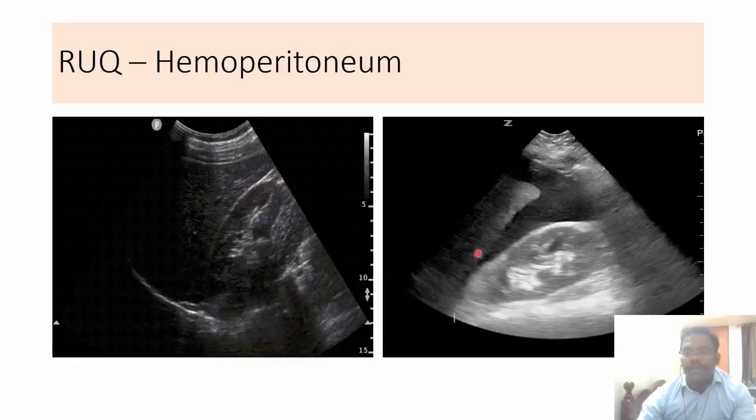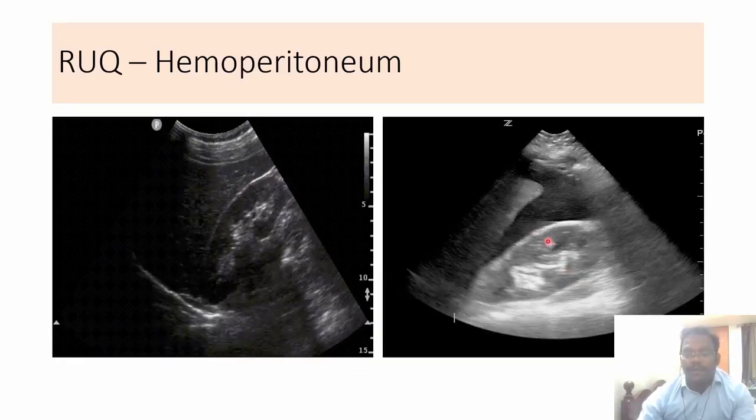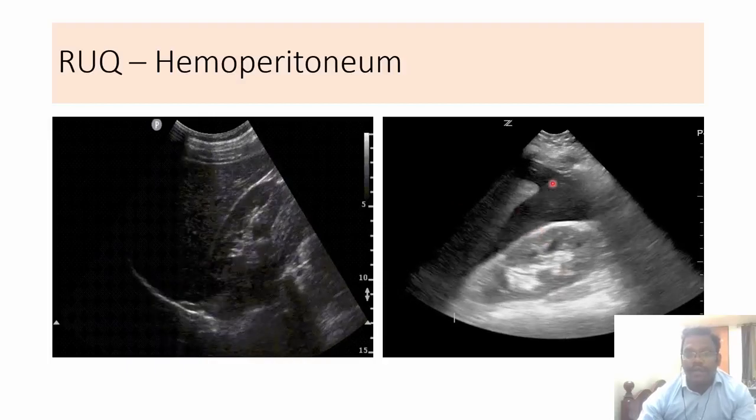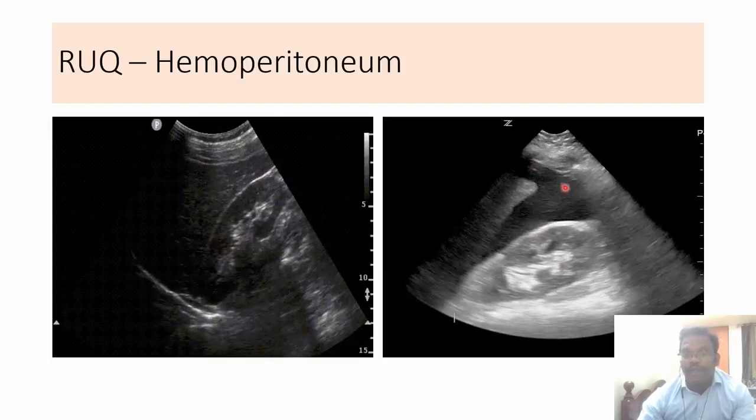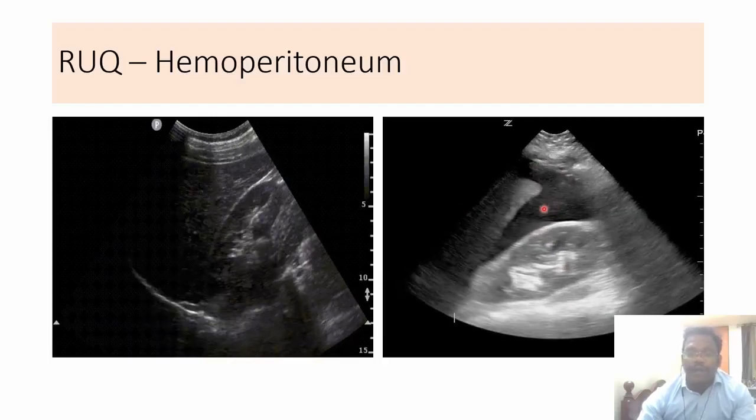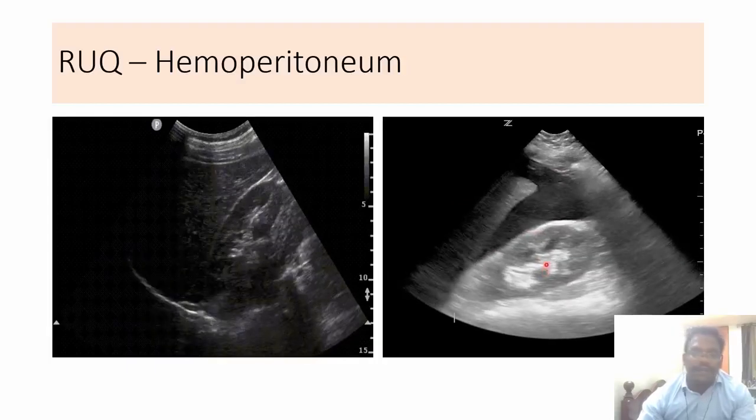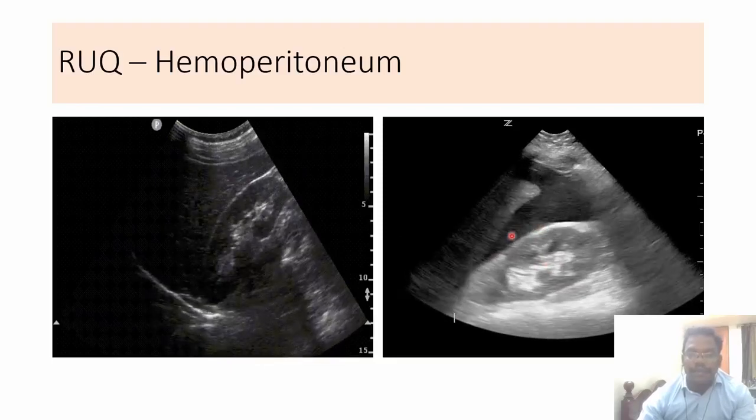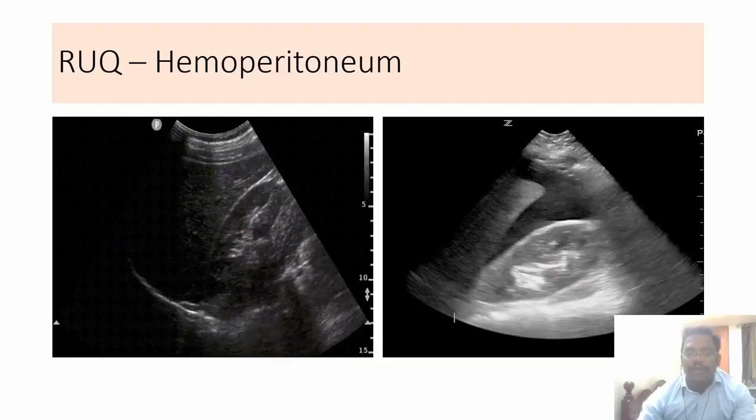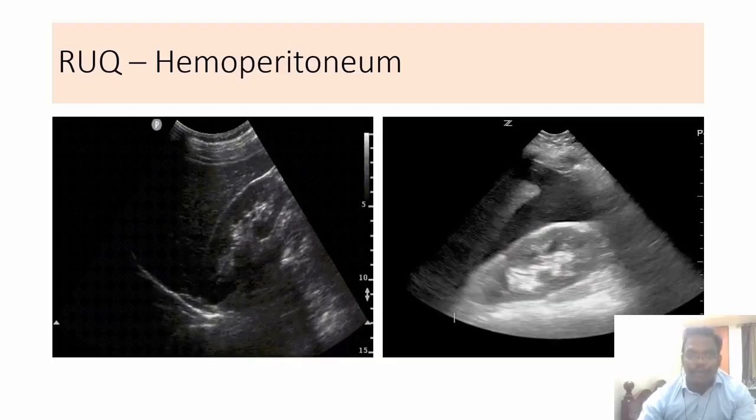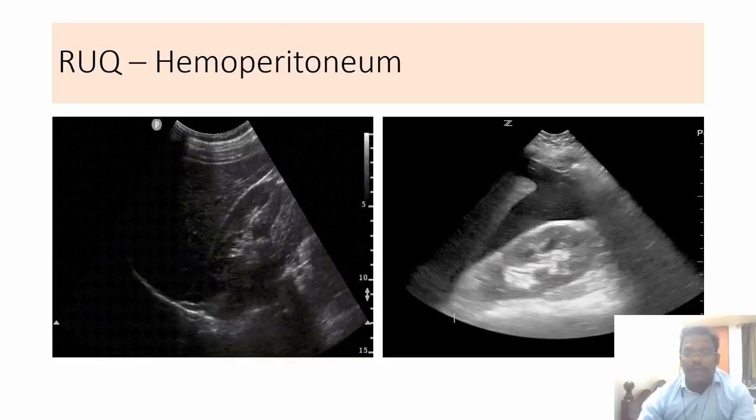also. But in the abnormal picture, we can easily say there is free fluid collection around the caudal lobe of the liver, and there is a free fluid collection between the liver and the right kidney. So this is the Morrison's pouch. So we can say the patient is E-FAST positive. So the patient may have hemoperitoneum.